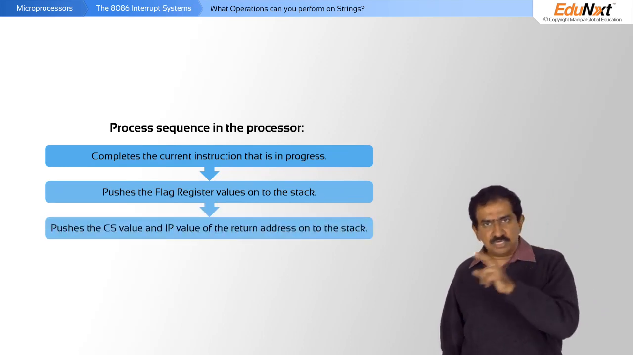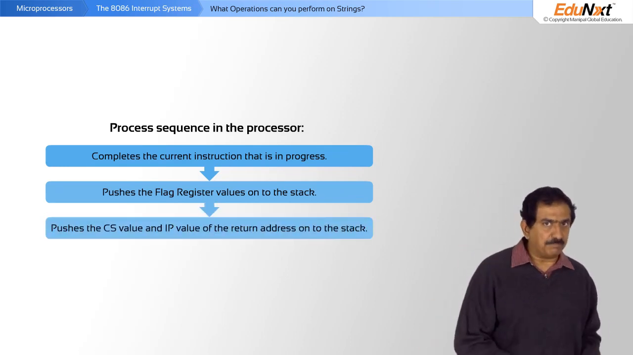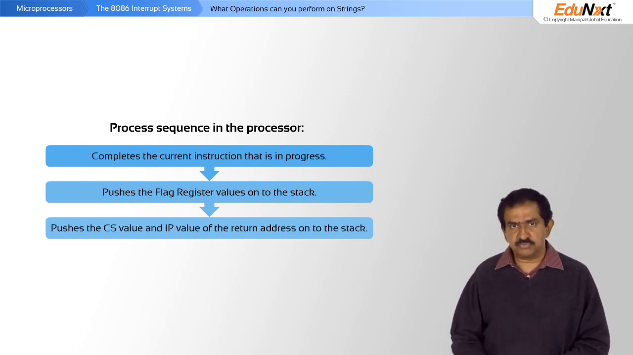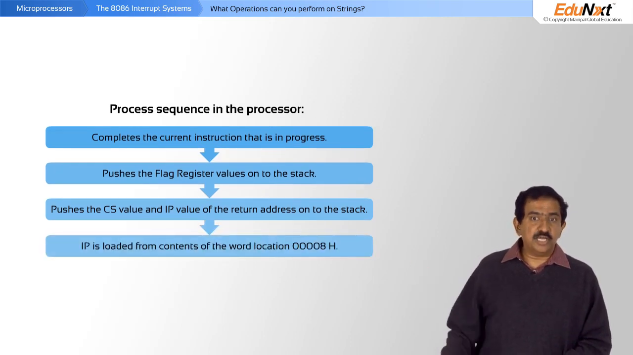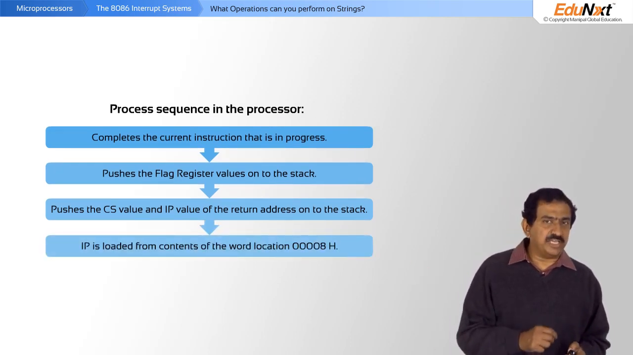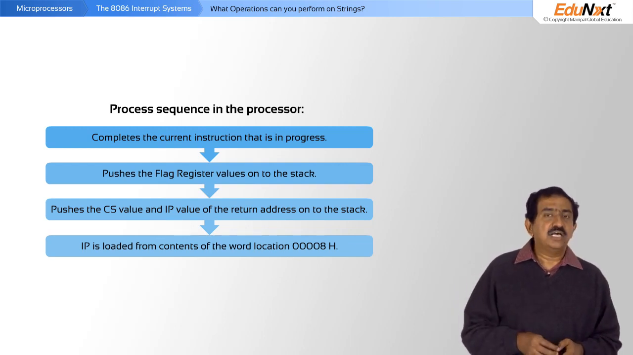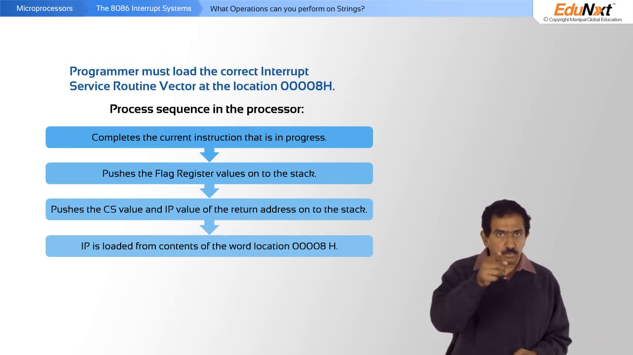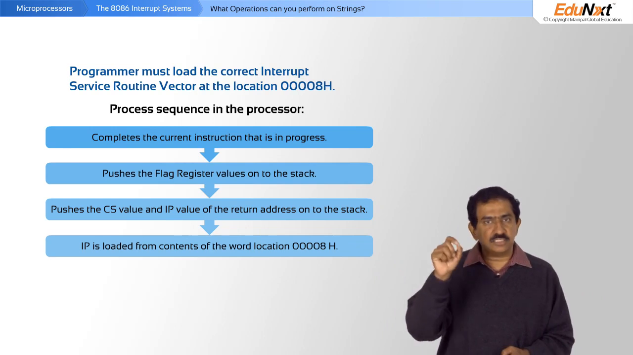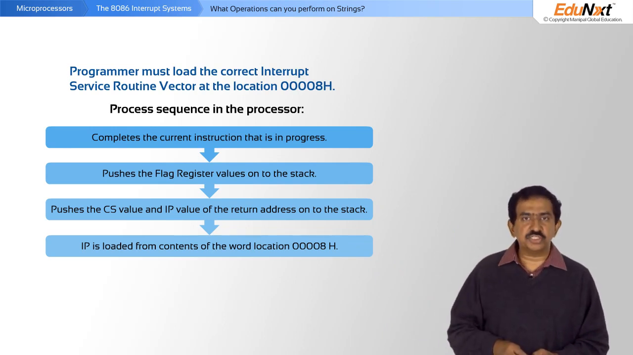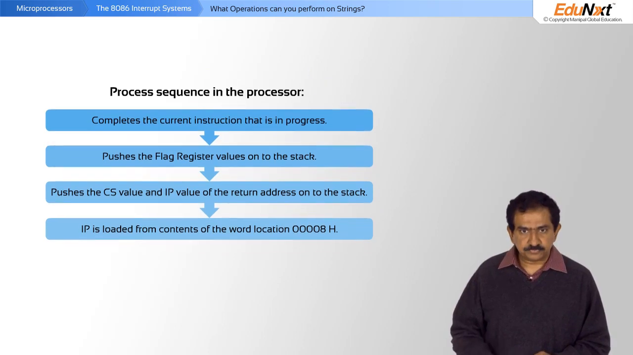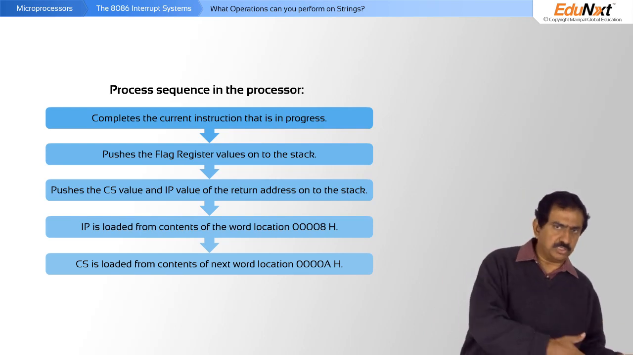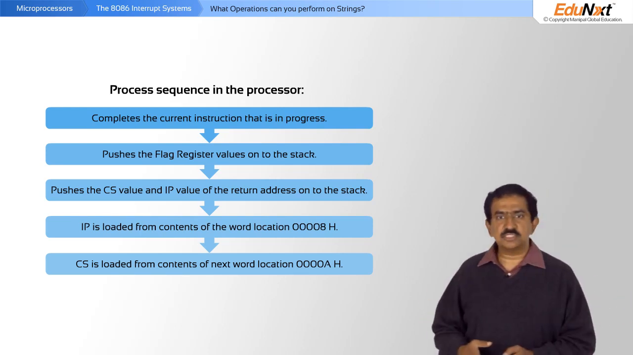It then pushes the code segment and instruction pointer so that the processor can come back to the main program at the end of executing the interrupt service routine. The IP is loaded from the word location 00008 hex. Now remember, this is the reserved interrupt type for an NMI, a non-maskable interrupt. So you as a programmer must load the correct interrupt service routine vector at this location 00008 hex. CS is loaded from 0000A hex.